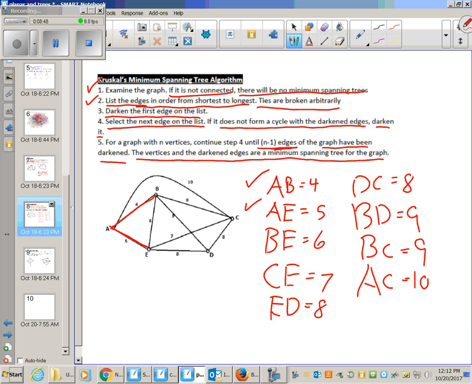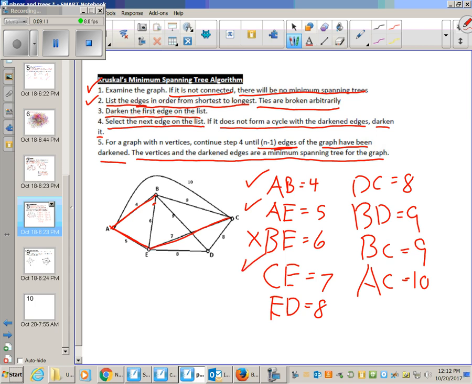Then it says to do BE. Well, if you notice, if I do BE, that's going to make a circuit. That's going to make a triangle. And I don't want to do that. I don't want to make a triangle. So I'm going to skip BE and move to the next one. CE is next on the list. So let's do C to E. That does not make a circuit, so we're good.